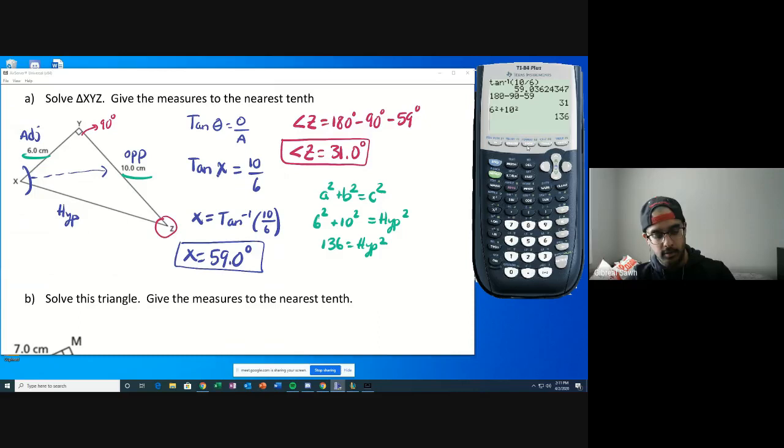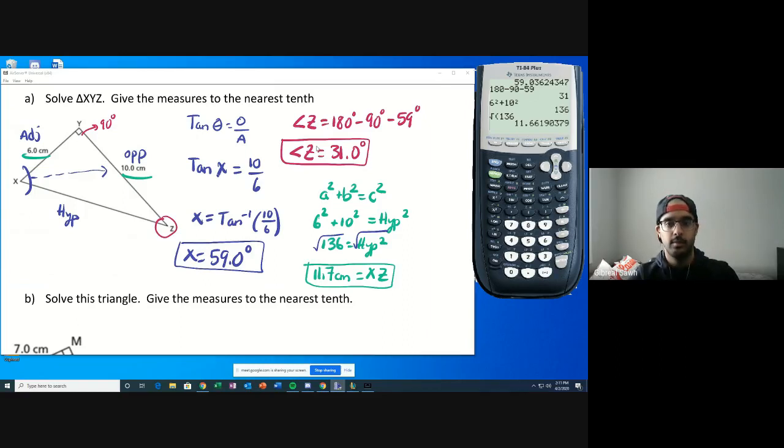Now at this point, if you square root both sides, let's do the square root of 136, 11.66. So again, nearest tenth, so round that 6 up, 11.7 units, centimeters. That is the length of our hypotenuse. So that would be side length XZ.